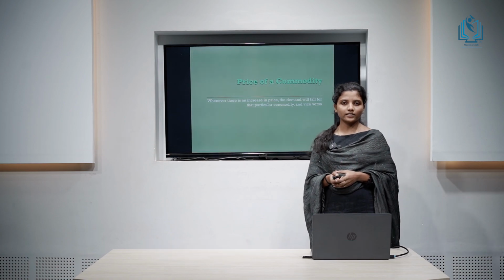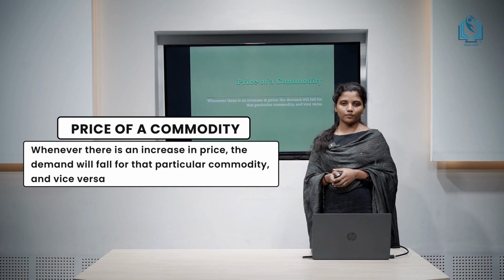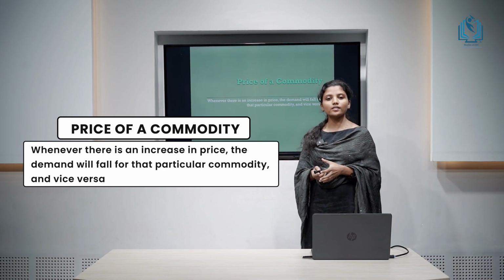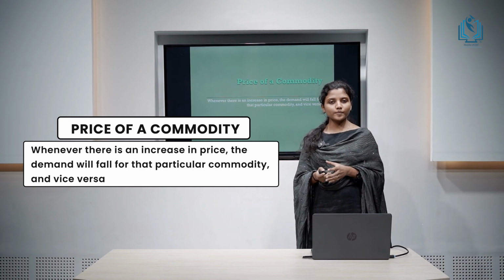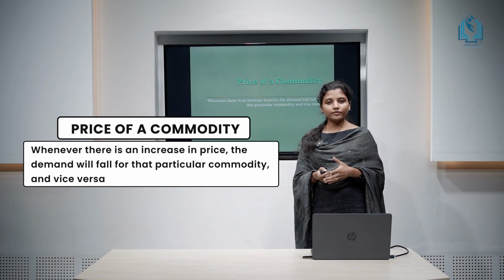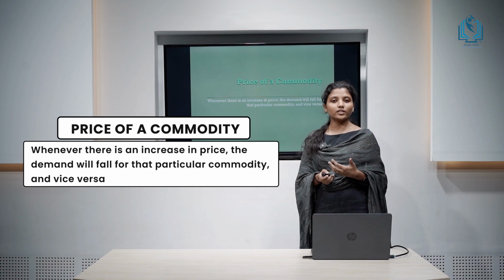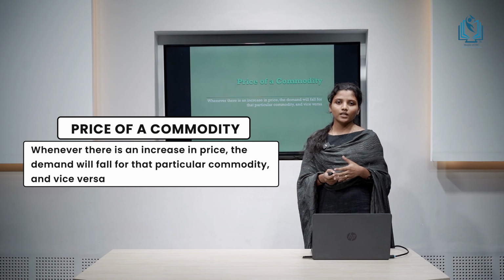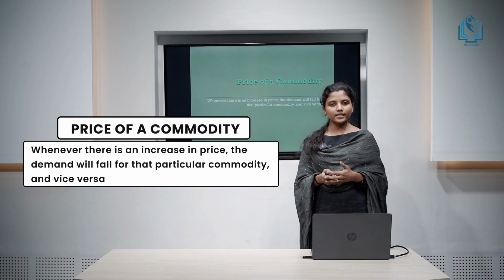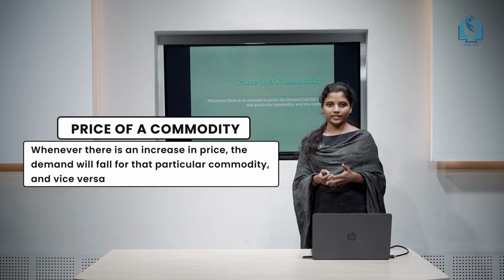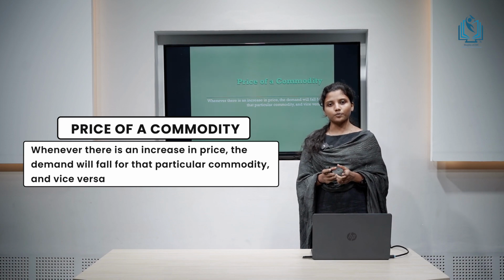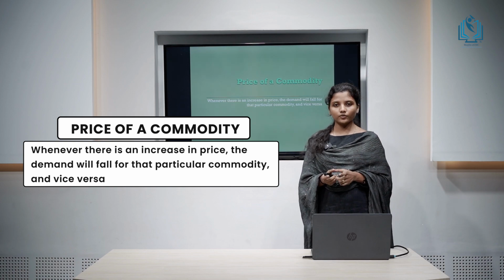So the very first factor which affects the demand for a particular commodity is the price of a commodity. As per the universal law of demand, when all other factors affecting the demand stay the same, whenever the price of a commodity increases, its demand will decrease. And at the same time, whenever the price of a commodity decreases, its demand will increase. So there is a negative or inverse relationship between the price and the demand of a particular commodity.